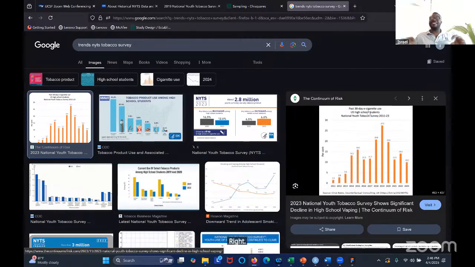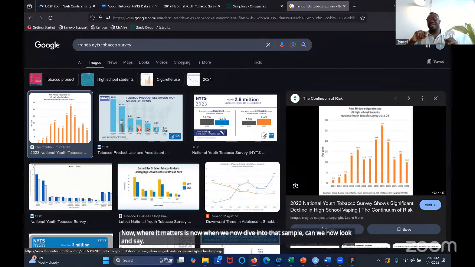So validity is essentially saying overall, can we say that the results from this sample are generalizable to the overall population? Whether it's stratified or not stratified, that does not affect validity, right? Now, where it matters is when we dive into that sample, can we look and say, oh, this small group here, can we talk about your issues to a greater extent?